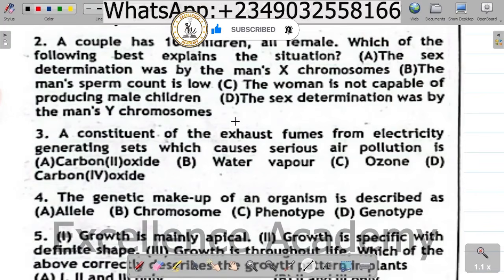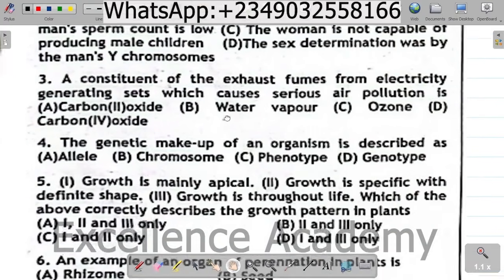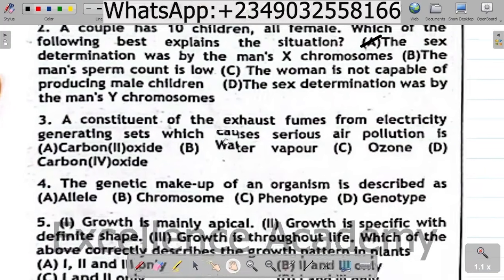The correct option is A. The sex determination was by the man's X chromosome. The X chromosome represents that of the female, while the Y chromosome represents that of the male. And the couple has 10 children, all female. So the correct option is A. The sex determination was by the man's X chromosome.